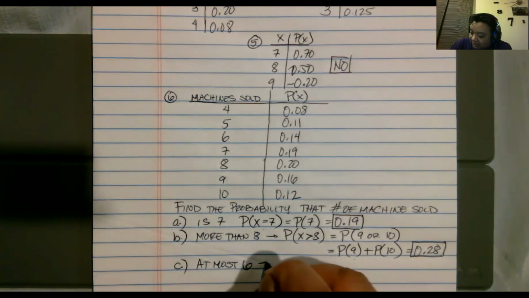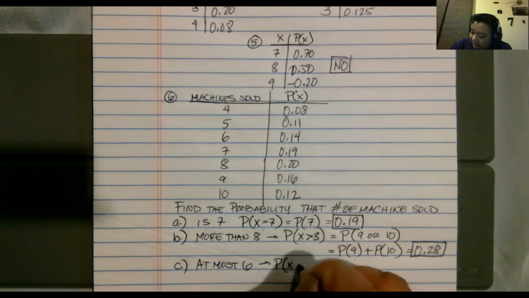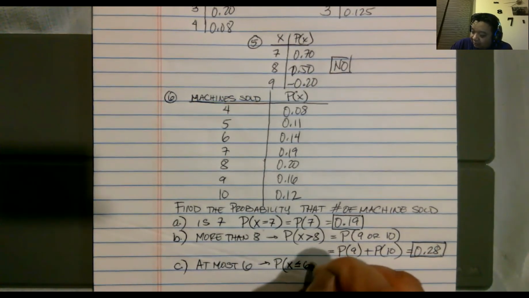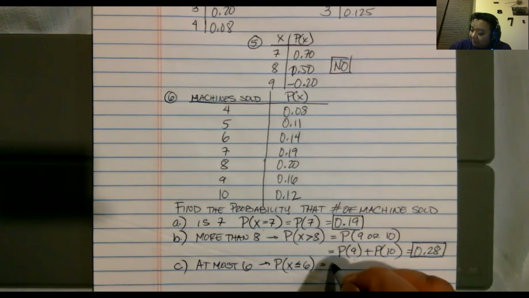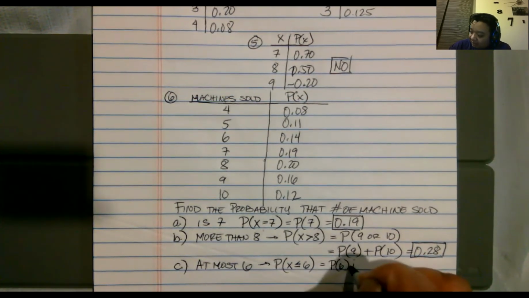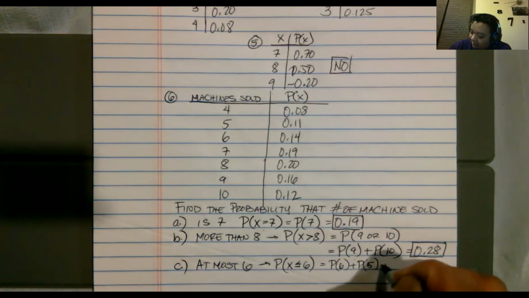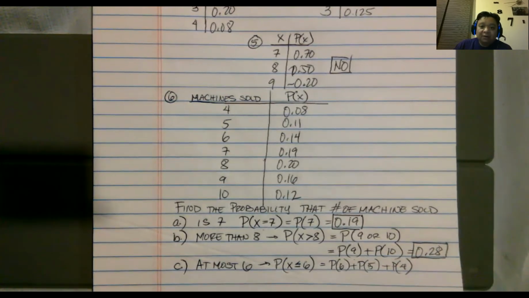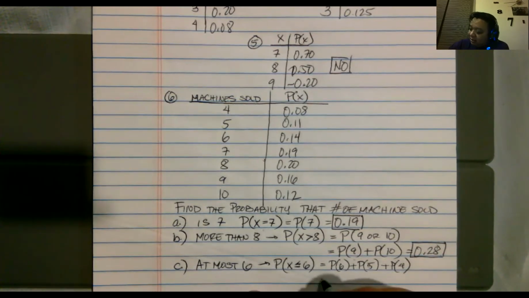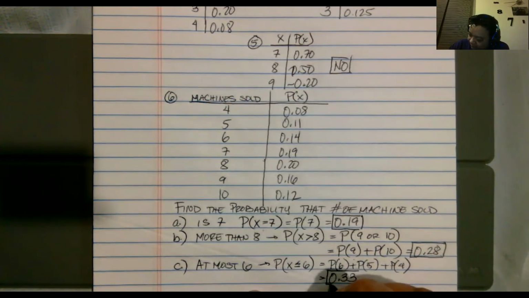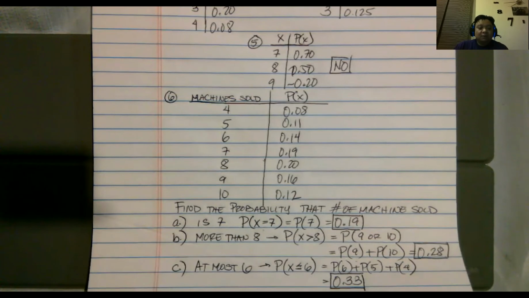So at most 6 means probability that x is less than or equal to 6. And so that would be probability of 6 plus probability of 5 plus probability of 4. So it's the 6, the 5, and the 4. And if you add them up, you get 0.33. Okay.